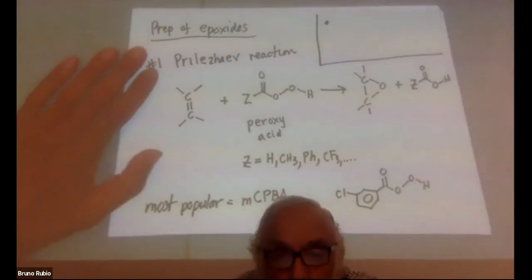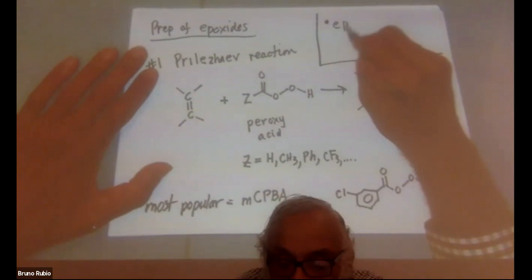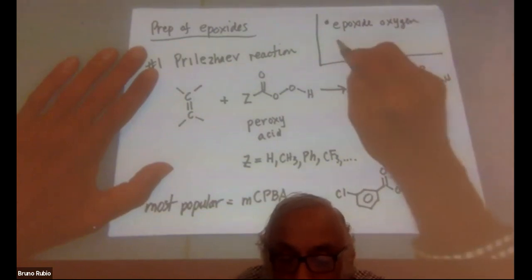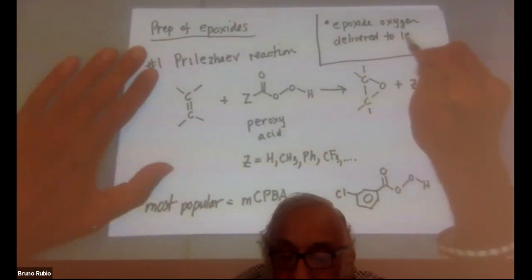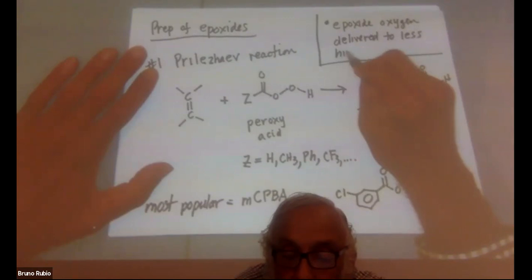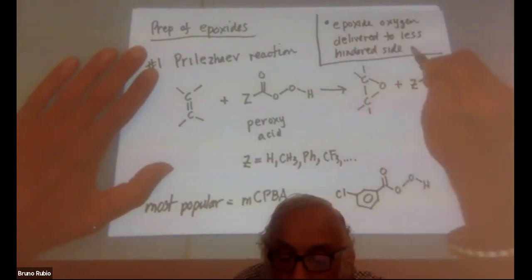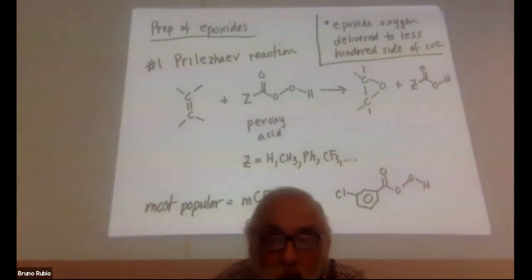Okay, so up here, in this little box, I'm going to put an important bullet point for this reaction. And this is that the epoxide oxygen is delivered to the less hindered side of the original carbon-carbon double bond. And that's because of the mechanism, which we'll get into in a second.